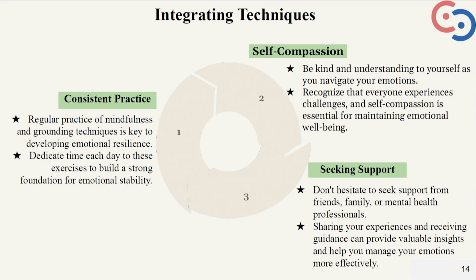As we discussed, consistent practice is very important to manage emotional overwhelm. Regular practice of mindfulness and grounding techniques is key in developing emotional resilience. Sometimes people feel that if I seek help, attend a counseling session, they have talked to me about mindfulness training, taught me grounding techniques, and advised me to practice progressive muscle relaxation, that is enough. Unless I am regularly and consistently practicing these things, it will not have any repercussions in my personal life. The way in which I manage my distress will not change. So, regular practice is very important. Dedicate time each day to these exercises to build a strong foundation of emotional stability. Then the second thing can be self-compassion.